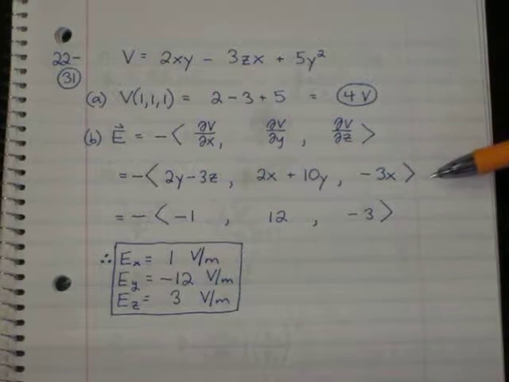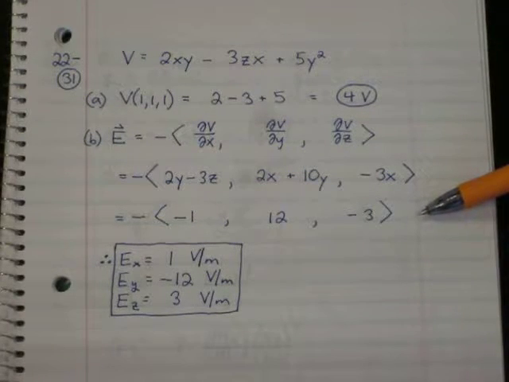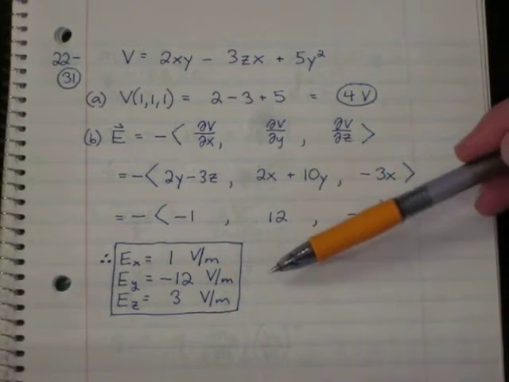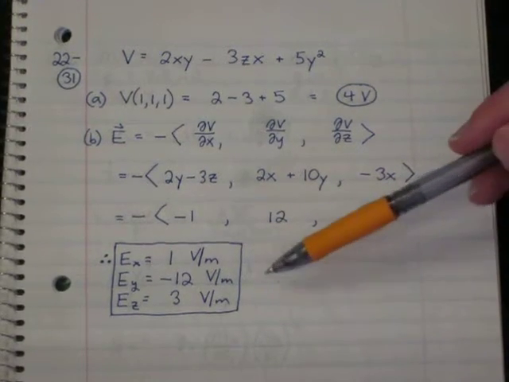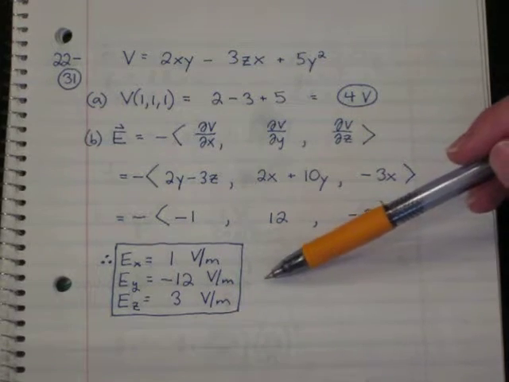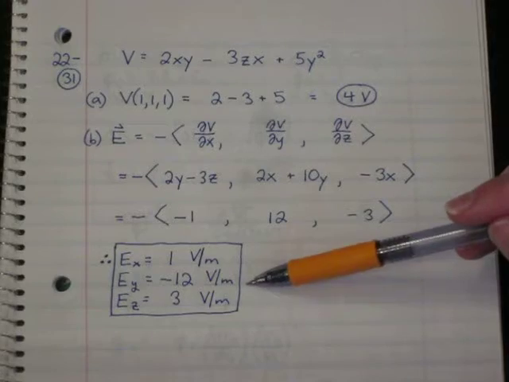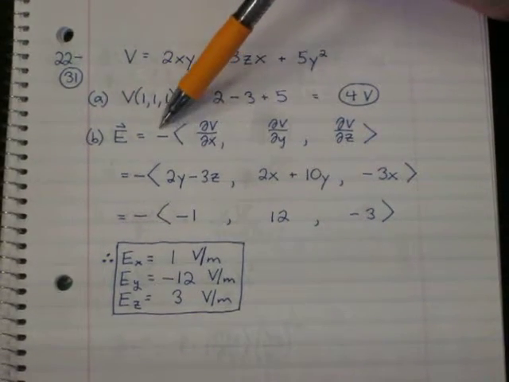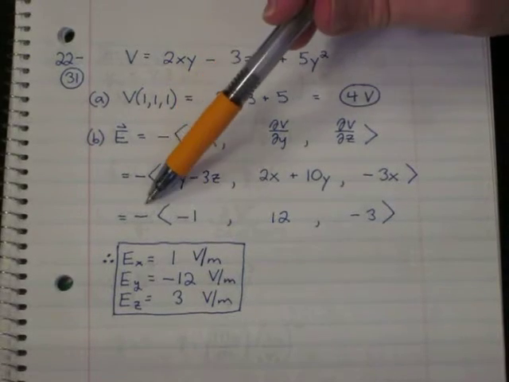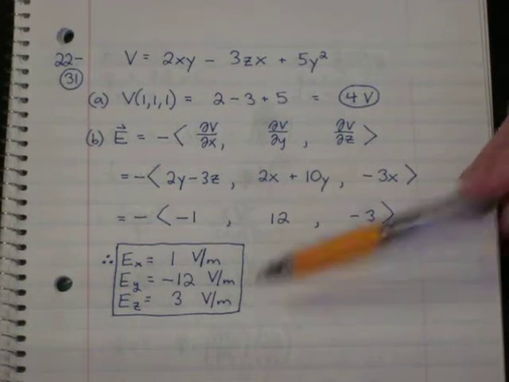So there are their components. Now we're going to plug in x equals 1, y equals 1, z equals 1, and we get negative 1, 12, and negative 3. So here is the answer as it was asked. What are the x, y, and z components? We get 1 volt per meter, negative 12 volts per meter, and 3 volts per meter. One thing I forgot to mention, remember there's this negative sign on the outside. So the negative distributes, and that gives us positive 1, negative 12, and 3.